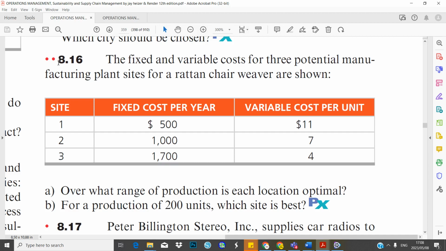With cost volume, generally you are given different sites, and based on the different sites you are given different costs that will be incurred. And I think by now you know that we always have two types of cost: a fixed cost and a variable cost.